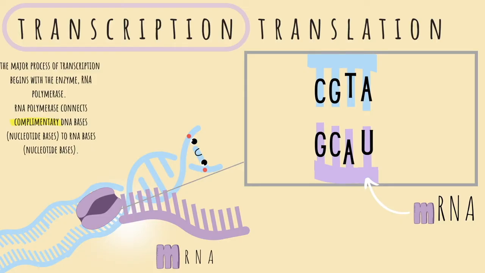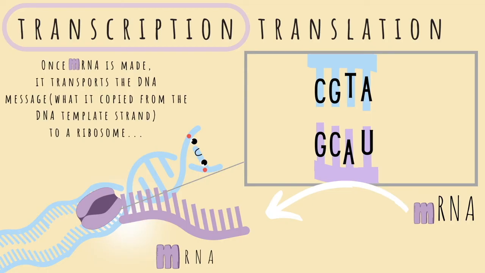So this is our new mRNA strand, and as you can see here, this is where it comes out of the polymerase enzyme. Once mRNA is made, it transports the DNA message to the ribosomes. And remember, that message is the nucleotide sequence it coded from the DNA template strand.